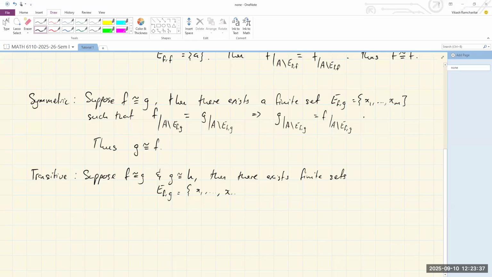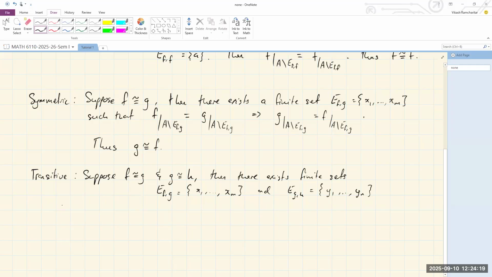that contains, let's say, points x1 up to xm, and another finite set, let's say E_GH, that also contains finitely many points, and let's call these points y's. So there's no reason why there must be m y points. So there are m x's, and let's say there are n y's. What I'm saying is the number of points in E_FG, there's no reason why that should be the same number of points in E_GH. So in general, there are different numbers of points, but still finite.